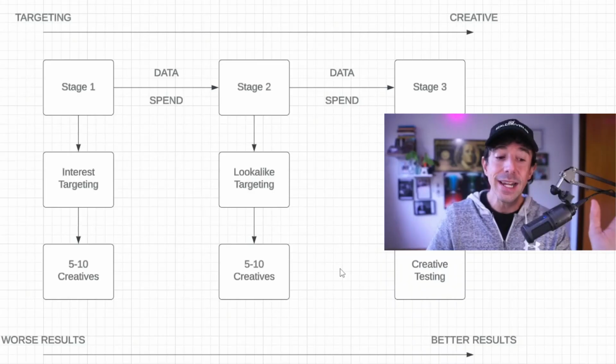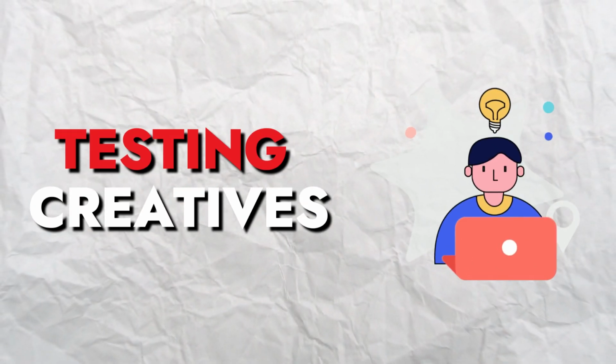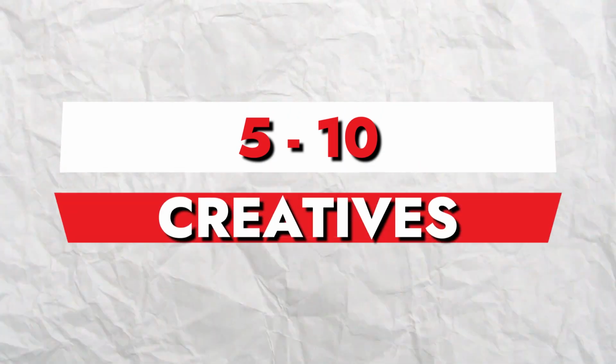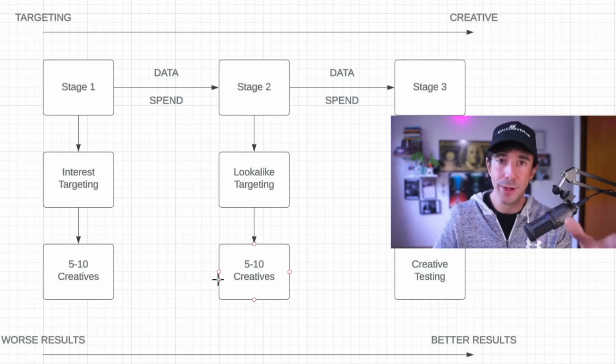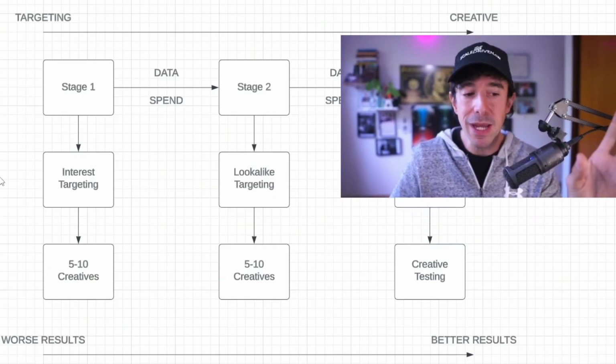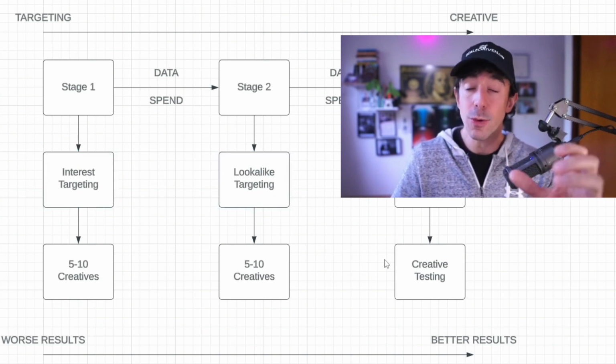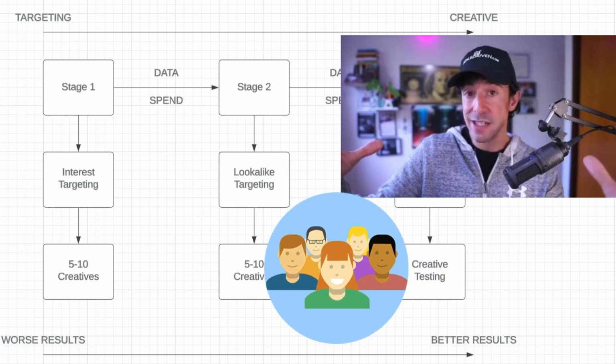And then at the same time, we're still testing creatives, okay? Because originally we tend to use the same 5 to 10 creatives. If we have a couple winners, we might refresh creatives. But the main point is that we go from interest targeting to lookalike targeting so that we can have broader audiences, okay?